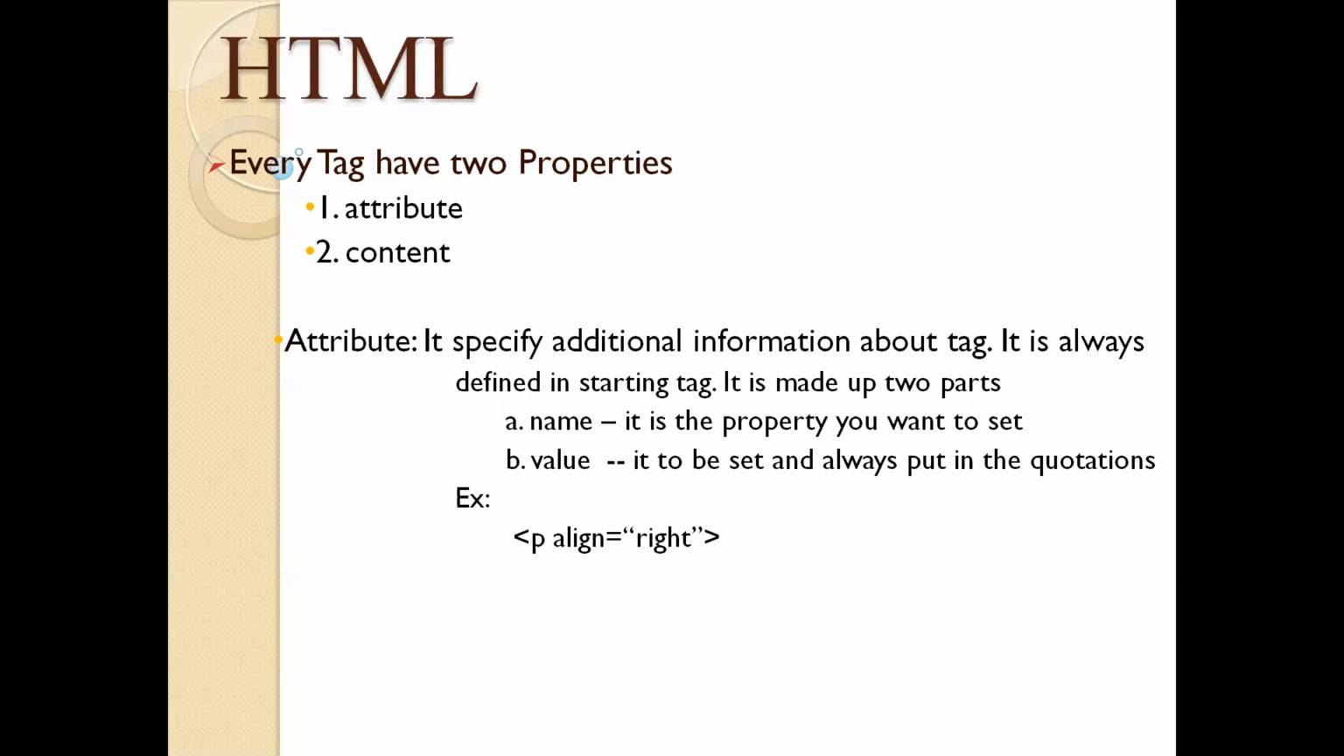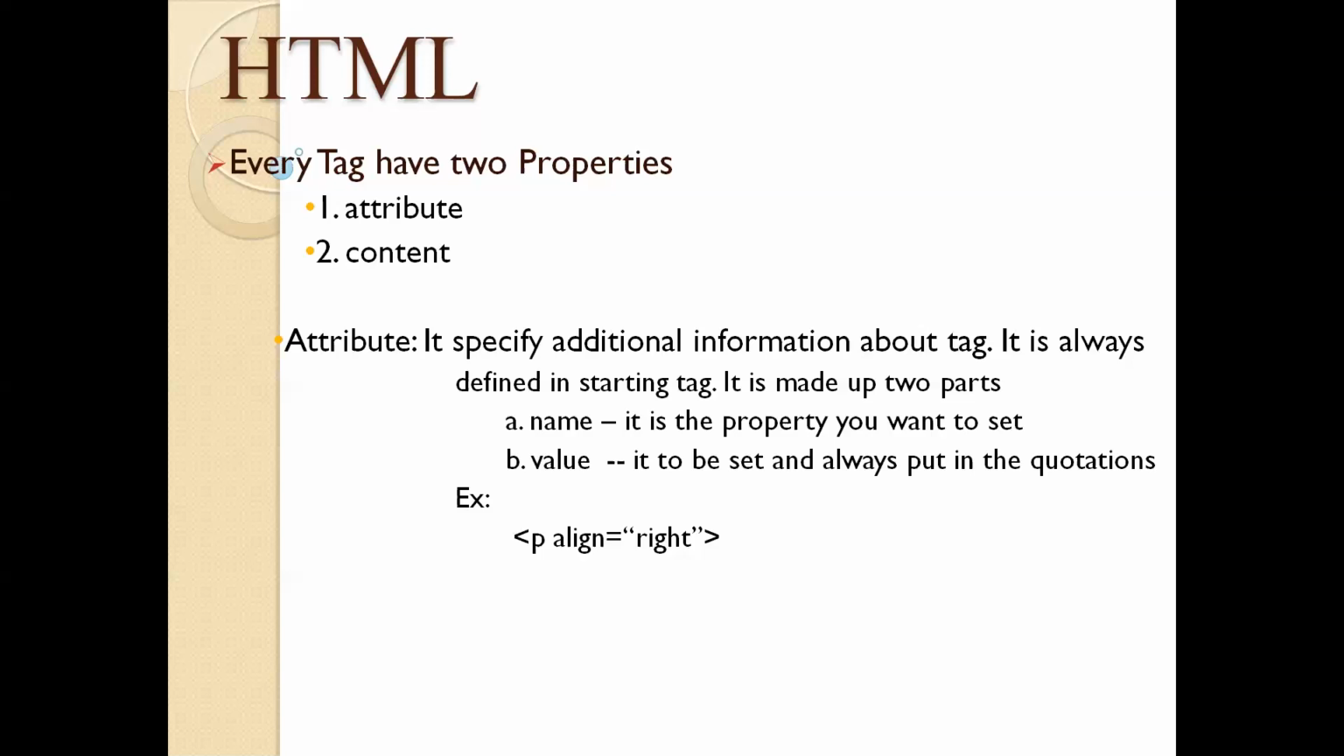But if we want to change the style of the paragraph, that means if we want to change the alignment of the paragraph, or change the font size of the text in the paragraph, or change the color of the text in the paragraph, we need to provide some additional information to the paragraph tag. That additional information should be provided along with the attribute names.